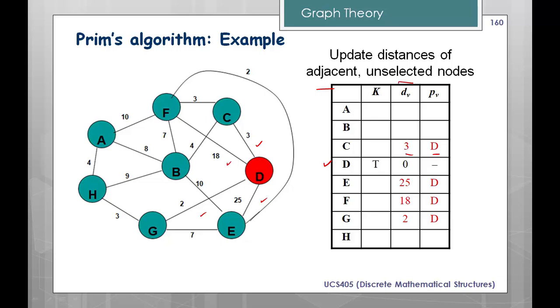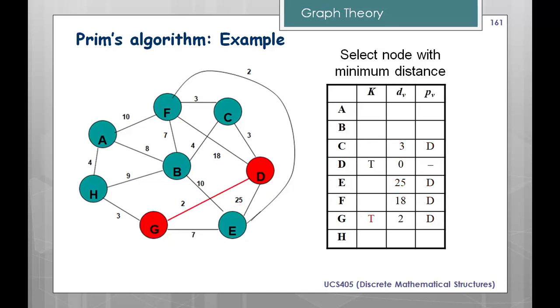Now E node. The distance is 25, through the D node. Next is F. F is 18, so 18 is the distance, through the D node. Next is G. The distance is 2, through D. Next, out of these unselected nodes, which one has the lesser distance? I think G. So we will select G.